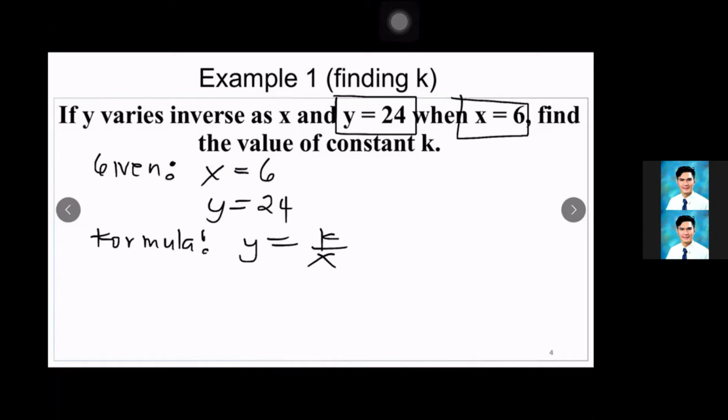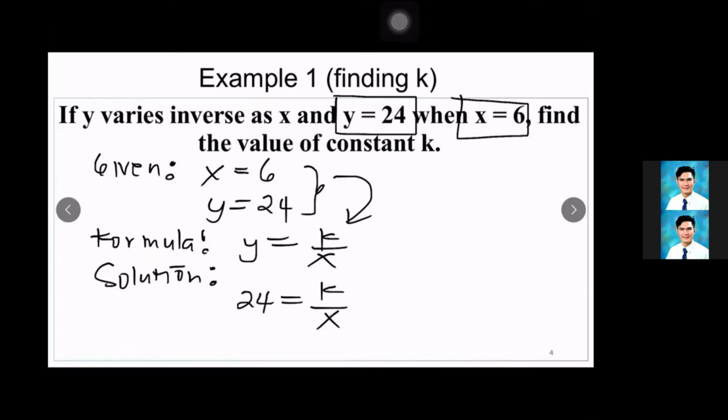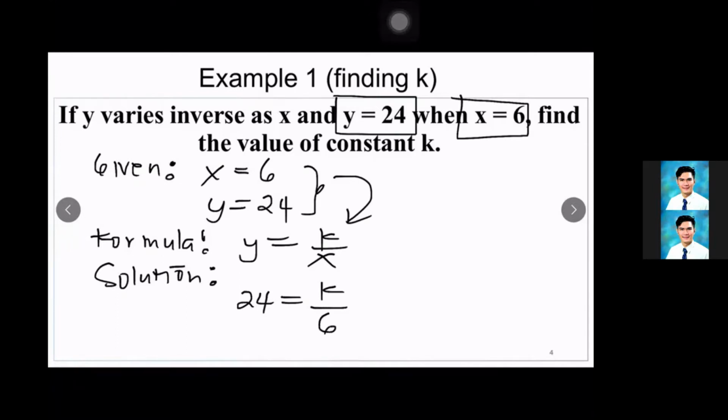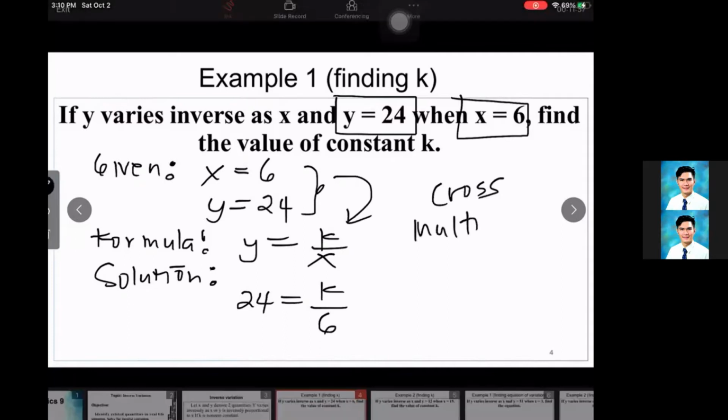Our next step is that the given x and y values will be substituted into our formula, y is equivalent to k over x. So, solution: substituting the given to our formula, it becomes 24 equals k over 6. Since we are given 24 is equal to k over 6, we will now recall the concept of cross multiplication.